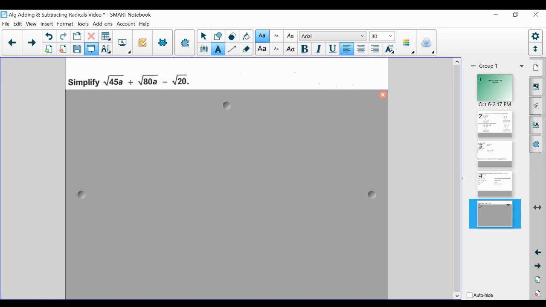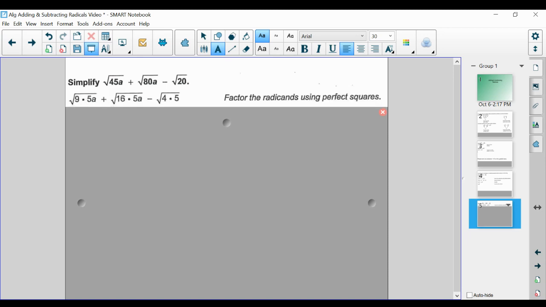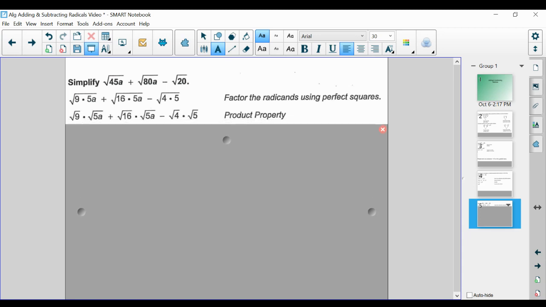But let's go through the same process as we did previously. Again, you're going to simplify these radicals whichever method you want to. But again, if we know our perfect squares and we have a better understanding of that process, it might be helpful for us. So we're going to factor using perfect squares. Square root of 45a turns into square root of 9 times 5a. The square root of 80a turns into square root of 16 times 5a. And the square root of 20 turns into square root of 4 times 5. Again, we can use the product property and break apart those longer radicals with multiplication inside into individual square roots with multiplication separating.